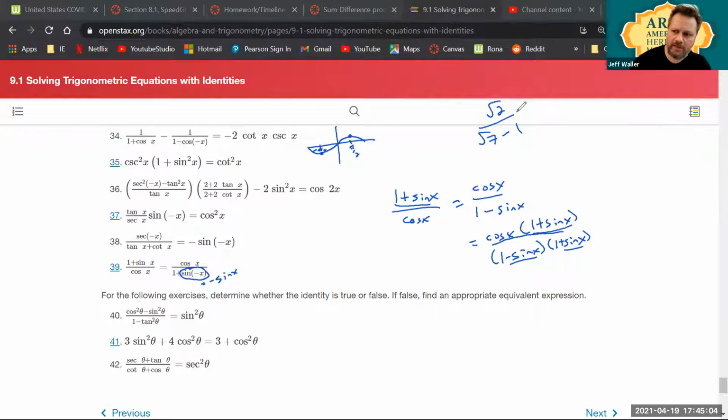Top and bottom. Anybody remember? Does anyone remember this course? Yeah, that's it. I don't remember what it's called, and I don't care. Don't worry about what it's called. Tell me what you would multiply by. Root 7 plus 1. Yes.